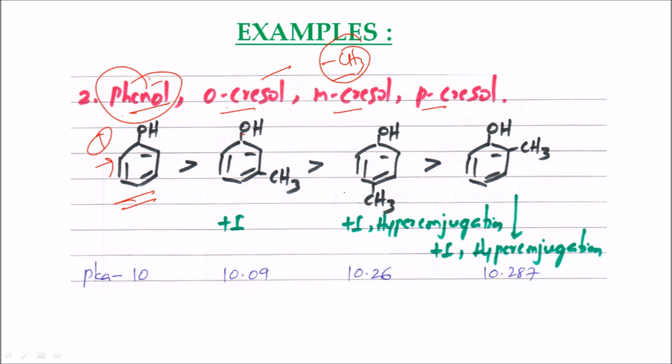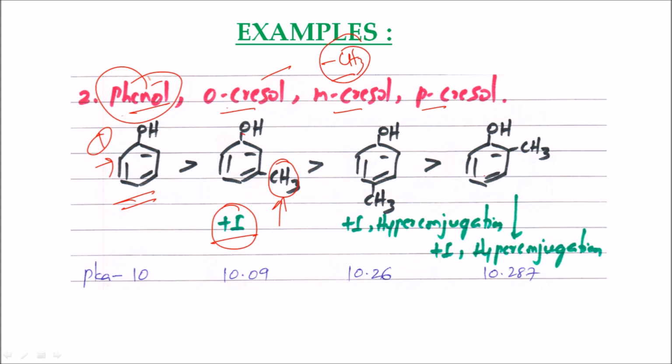Now compare among the three isomers: orthocresol, metacresol, and paracresol. Okay, so if we take methyl in meta position, this is the order actually I have taken, right? Now I'll explain why this is the correct order. So with the methyl group in meta position, it exhibits plus I. You know, alkyl is an example of electron donating, right? So the electron displacement effect will be plus I.